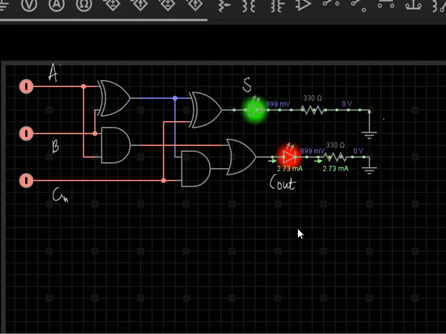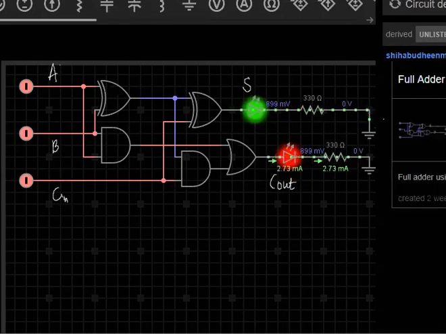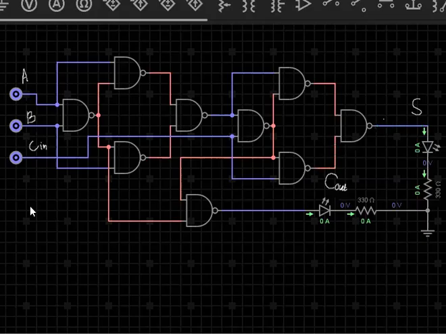We can also construct a full adder using only NAND gates. It is the implementation of full adder using NAND gates only. The inputs are labeled as A, B, C in, and the outputs S and C out.